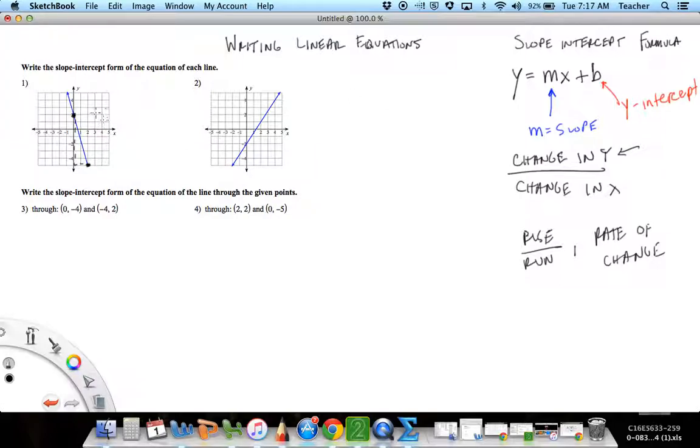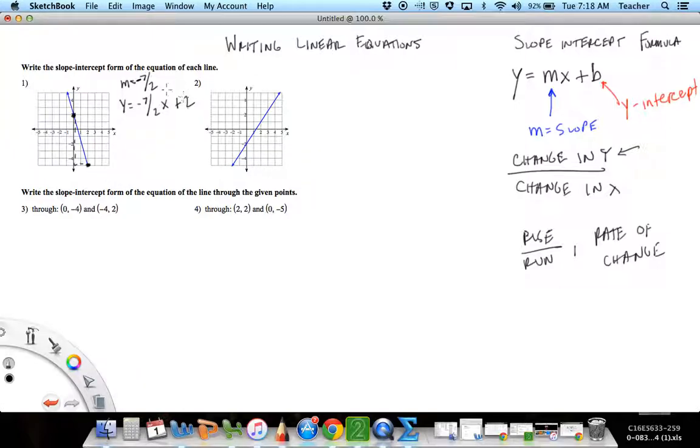So my slope for this particular number 1 is m equals negative 7 halves. I went down 7, negative 7, and then over positive 2. Now I have my slope written here, so I can fill that in. So I know that it's y equals negative 7 halves x. And like I said at the beginning, because it's graphed, I can easily see where it crosses the y-axis, so the y-intercept, and that would be positive 2.